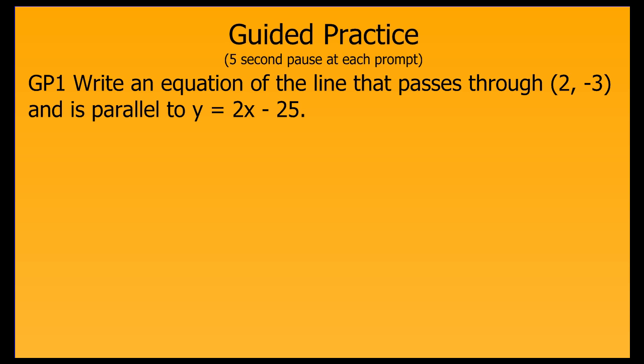What we're trying to do is find an equation of a line that's parallel to the given line and also through the given point. How do we do that?